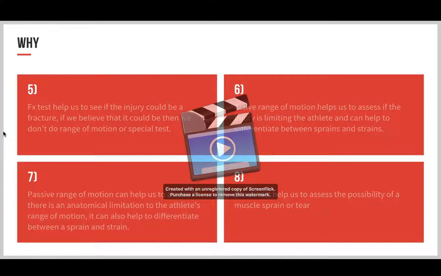With a strain, they're not going to have pain with passive range of motion most of the time, but if it's a sprain, they will. I had to think about that for a second, I'm sorry. So that's definitely a great indicator.